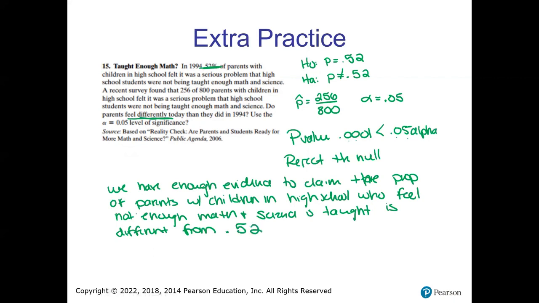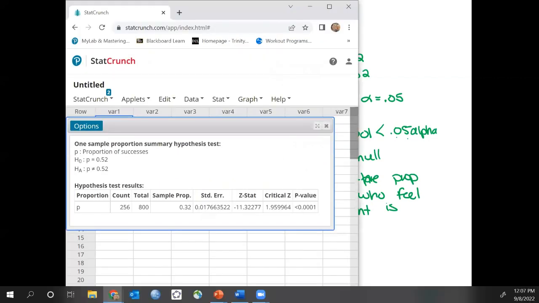Okay, and the one other thing I want you to look at here is in your test. My proportion based on my sample information was 0.32. What I knew before was 52% thought it was not being taught enough. This sample says 32%. That's a really big difference. 52 to 32% is a pretty large difference, which is why we have enough evidence to say that, yeah, this is really different than what we had before.